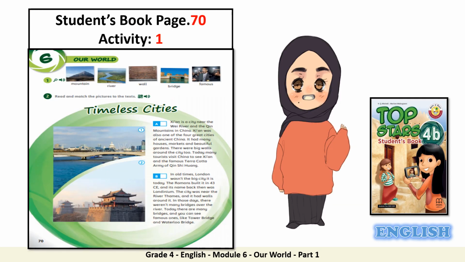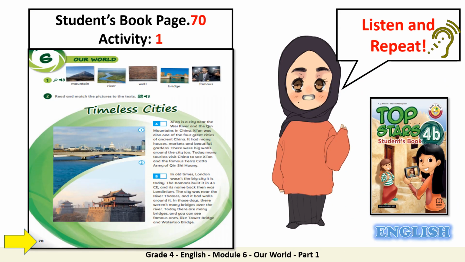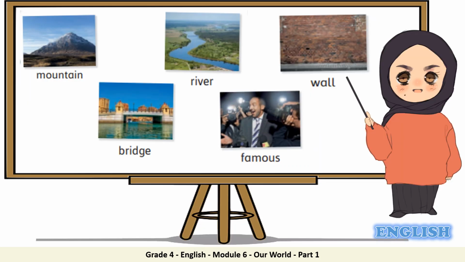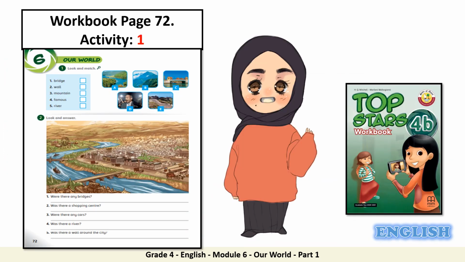It's time to listen and repeat. Please turn to your student's book, page 70, activity number 1. Vocabulary. Mountain, river, wall, bridge, famous. Now it's time to practice.